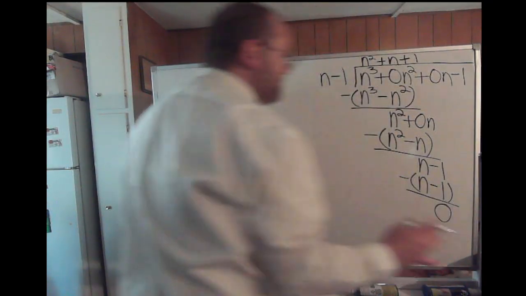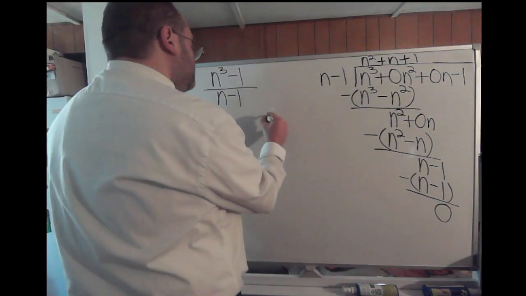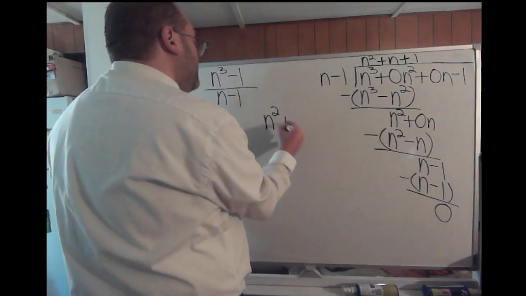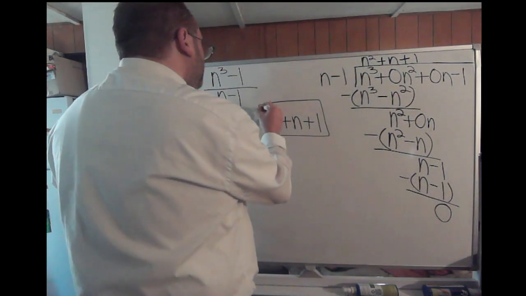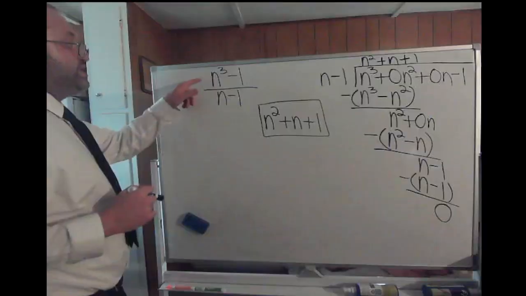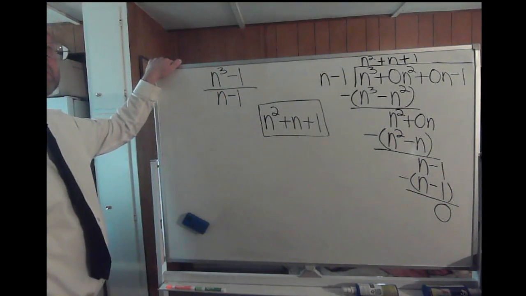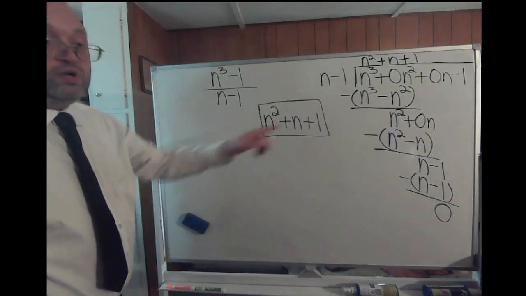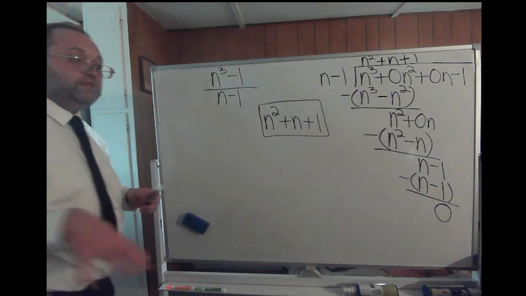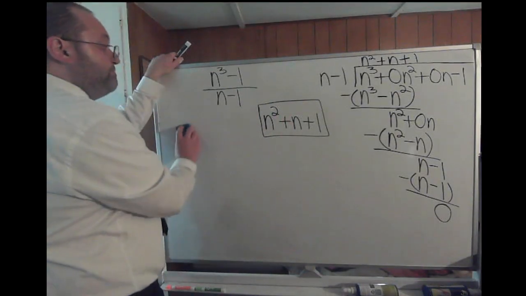You got no remainder, so that makes your life a lot easier. So your answer for this is going to be n squared plus n plus 1. Now, also in Algebra 2, we're going to learn how to factor the difference of cubes. We'll be able to factor sums and differences of cubes. As it turns out, n minus 1 and n squared plus n plus 1 are factors. I will teach you how to do that in Algebra 2. But for now, we're just going to go with this.